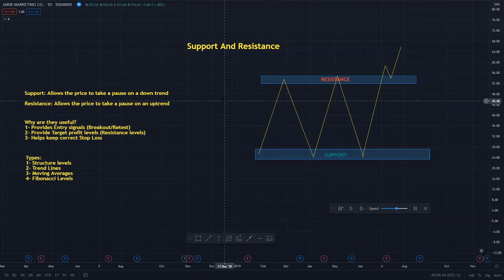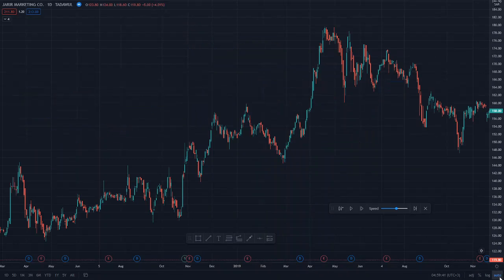So there are different types traders use to draw support and resistance levels. In this particular video, I will only cover structure levels, the other types being trend lines, moving averages, and Fibonacci levels. I will try my best to cover the remaining levels also. So let's do an example to further understand these concepts.